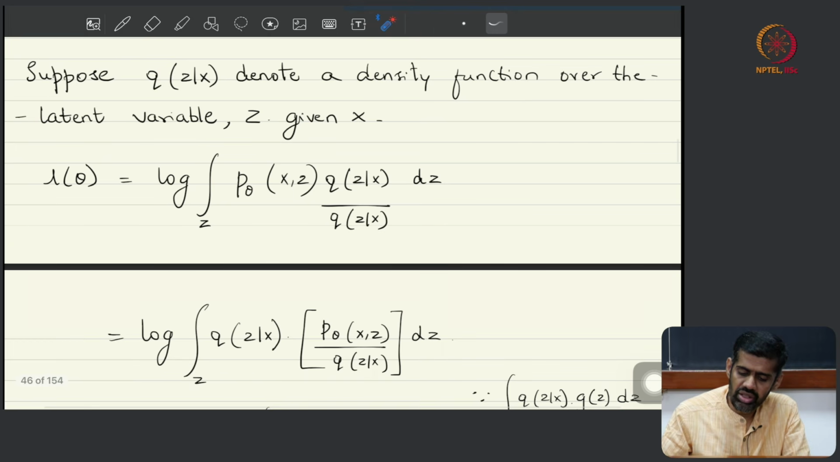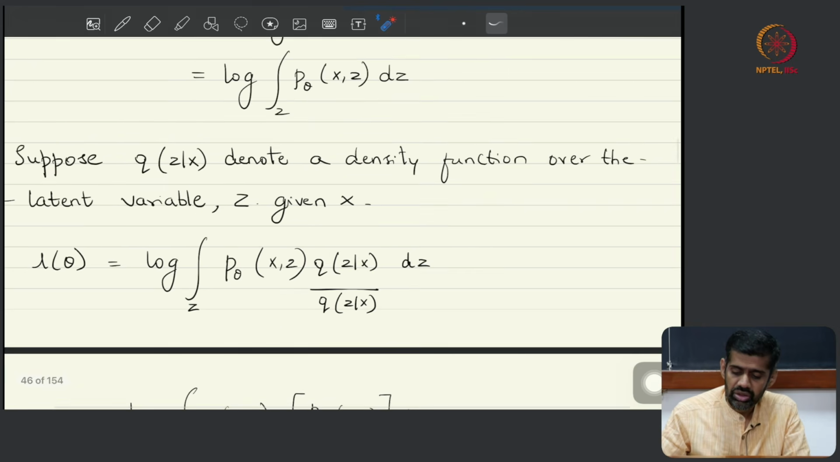First, you denote some arbitrary density function, q of z given x. I should not be saying random density function here, randomness has a particular connotation. So, some arbitrary density function over the latent variable given the data variable. So, q of z given x denotes a density function over the latent variable z given x.